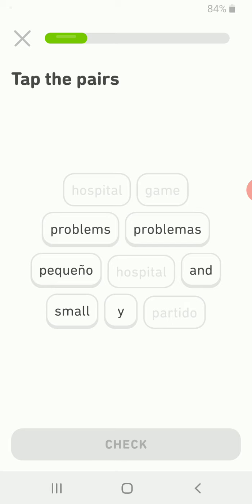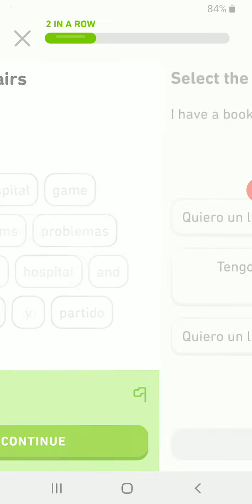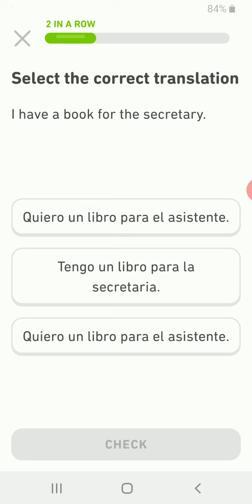Jugo. El jugo. Jugo is juice, but juego, I think it's jugar, I think it's game. So, problems. Problemas. Pequeño. Small. Okay, select the correct translation.